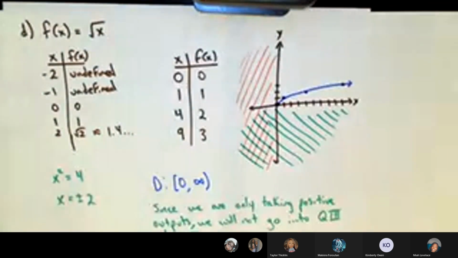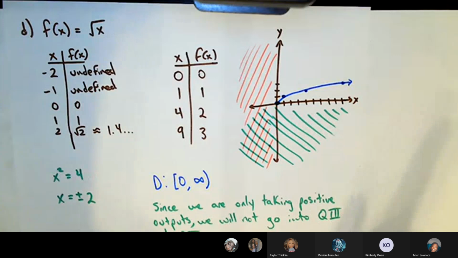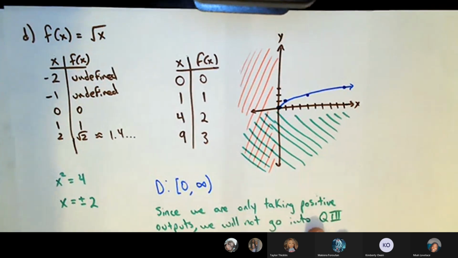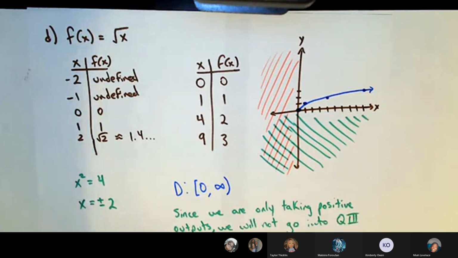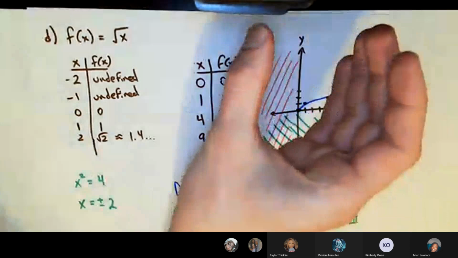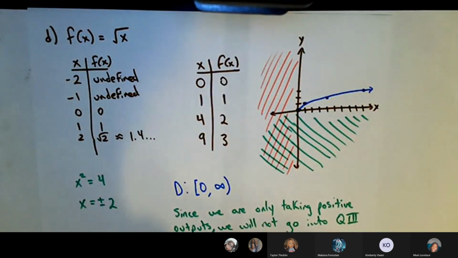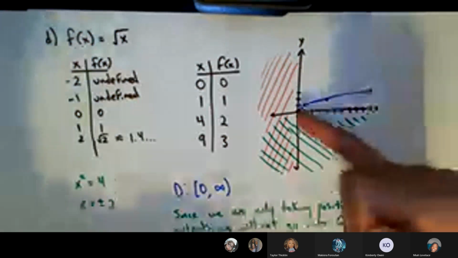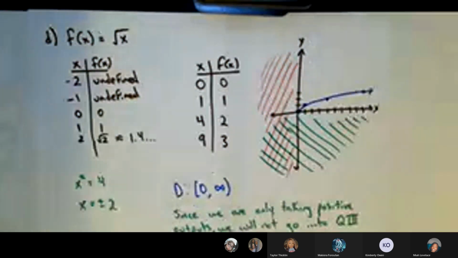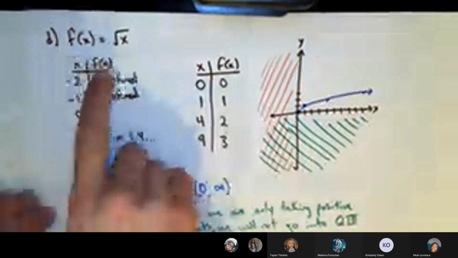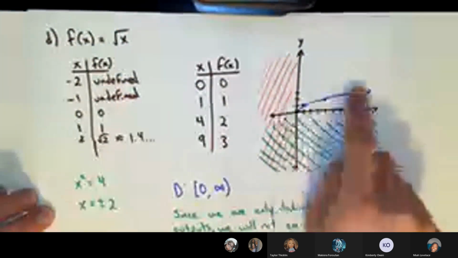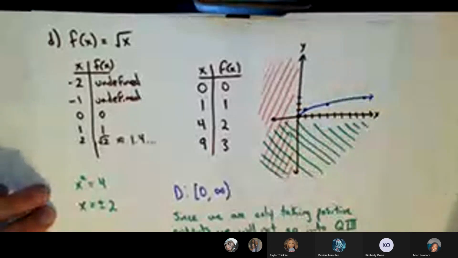It's no coincidence that it looks like a sideways parabola. We'll talk more about that when we talk about inverse functions. If you took a parabola and rotated it, it looks very much like this. It is a sideways parabola, just with half of it removed. Okay, so that's the general graph of square root of x. It's going to be this little half curve thing.